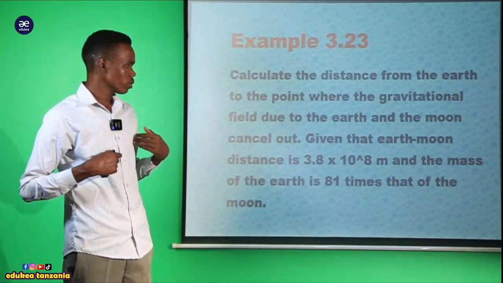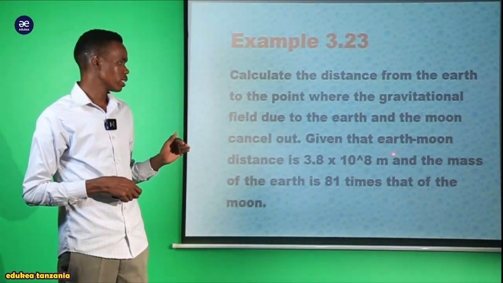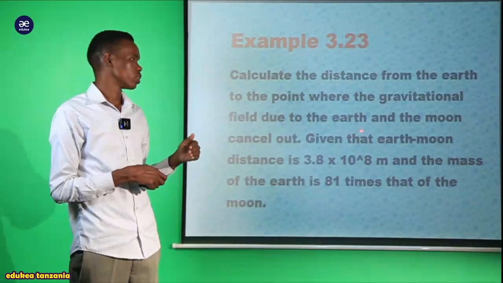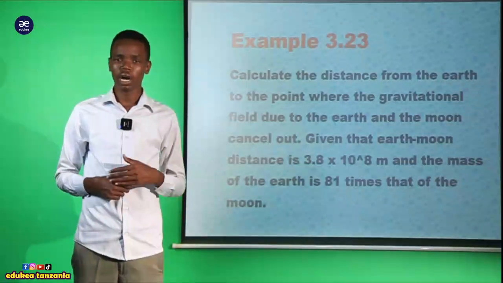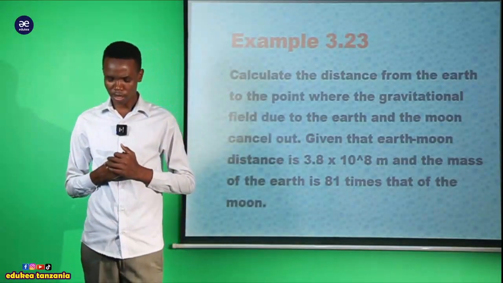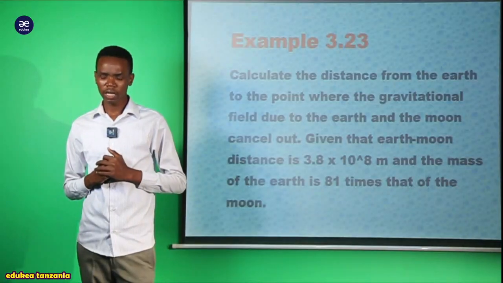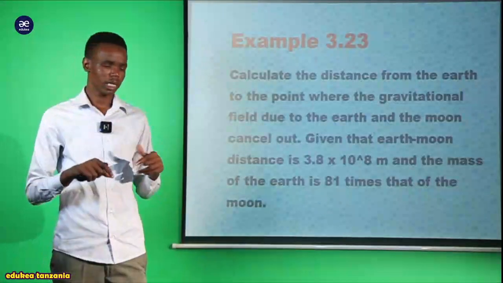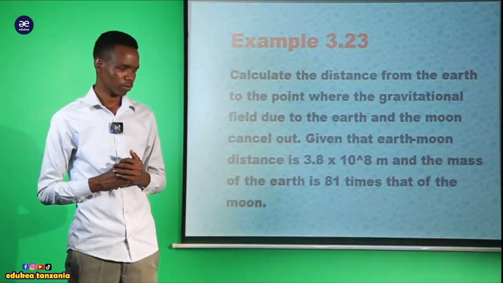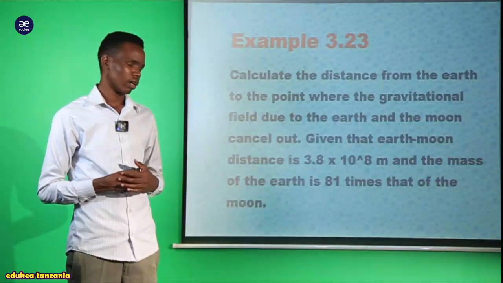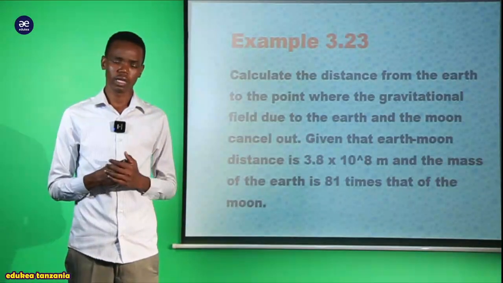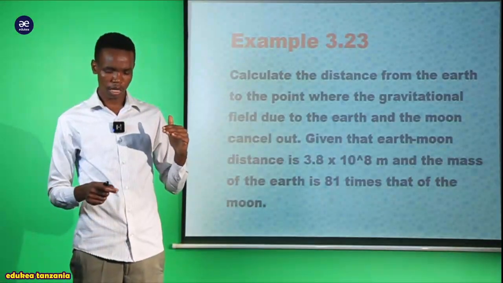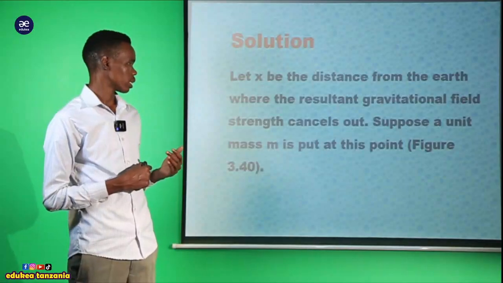So finally, my dear student, we are supposed to find the distance from the earth to the point where the gravitational field due to the earth and the moon should be cancelled out. How can we find that distance? Here, my dear student, it's not a difficult question. First of all, we are supposed to summarize the data that we have. We have the mass of the earth, which is equal to 81 times the mass of the moon, and also the distance between the earth and the moon. How can we find that?